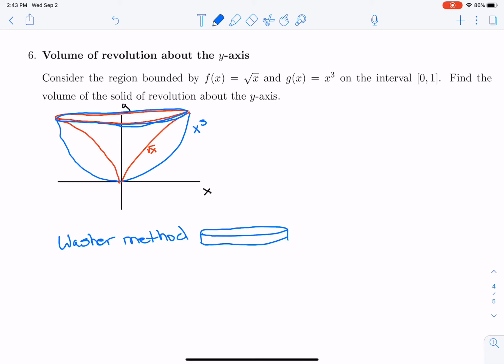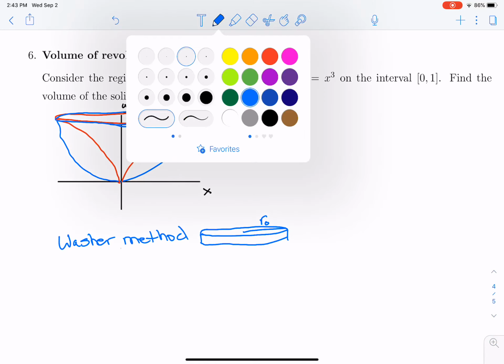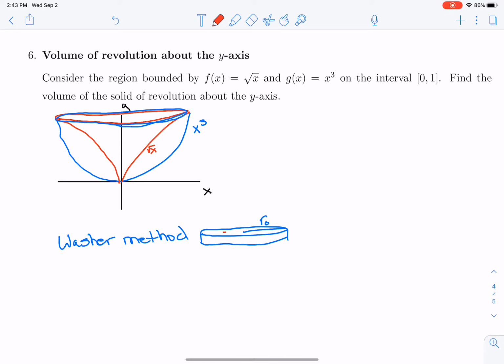And that thin disk has an outer radius, which I'm going to call R sub O. But as I'm slicing through, I'm also seeing a smaller disk on the inside. And that smaller disk has a radius R sub I. And so I'm kind of boring out this smaller disk from the larger disk. And so that's making a washer. So you can imagine that if I slice this horizontally, I'm going to end up with a series of washers. The thickness here is going to be delta y.